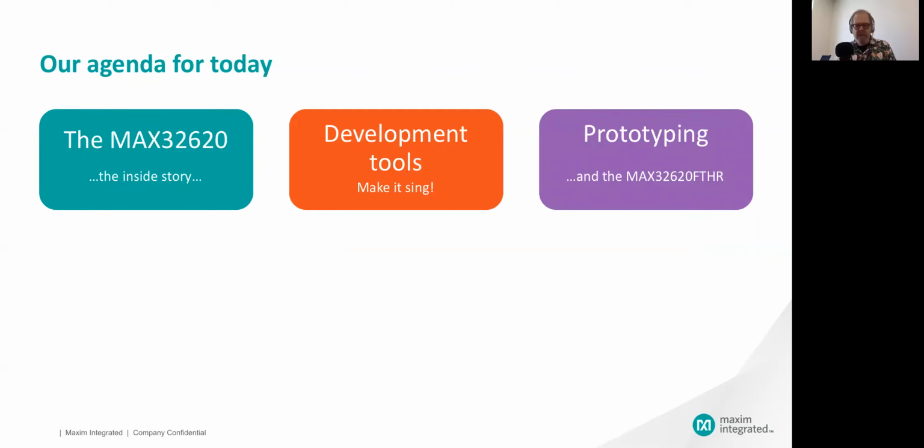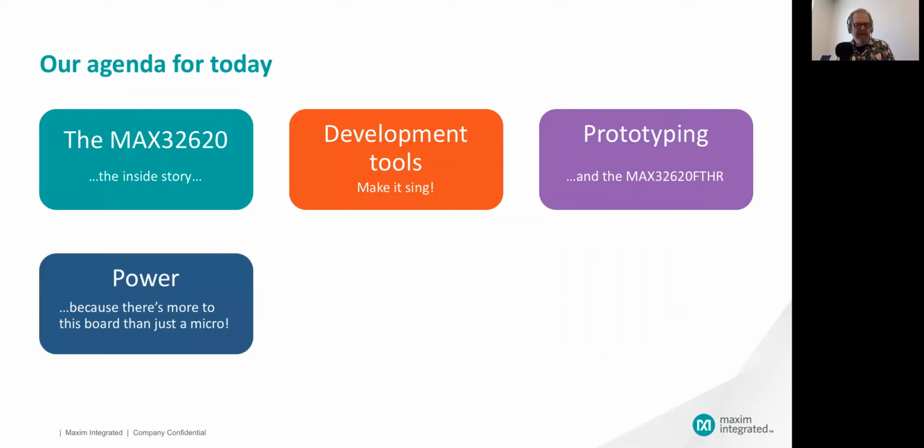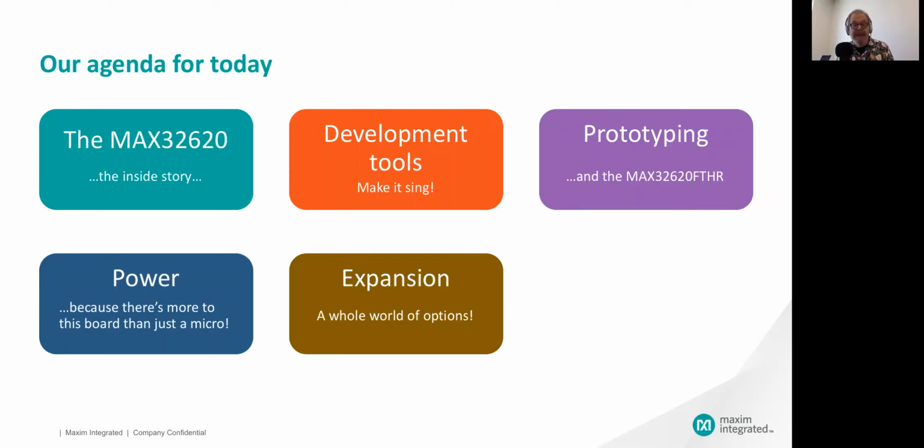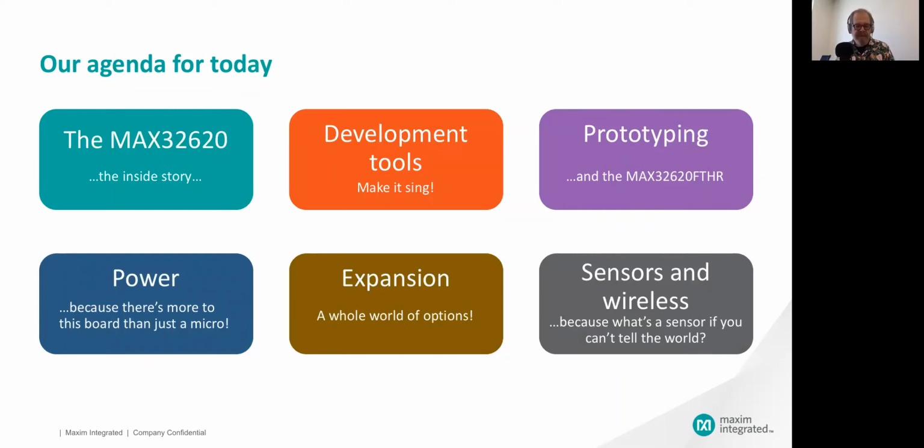The 620 Featherboard is a strong prototyping platform. We're going to take a look at the power aspects of the board because the prototyping platforms really do let you get a good start on low power projects. Greg's going to cover the PMIC we've chosen for the Featherboard and how to use the Featherboard with a rechargeable battery. We'll also take a look at the expansion options that are available with the platform, and then we're going to cover some of the sensors and wireless options, and finally we'll spend the last 20 minutes in a Q&A.